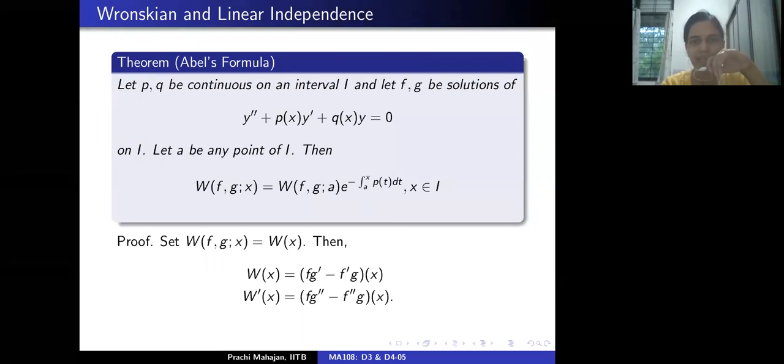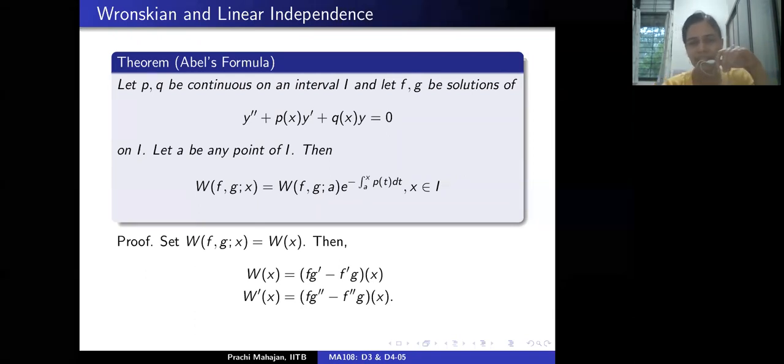Now, f and g are solutions of this ODE. Okay, I'll just go ahead. So f and g are solutions of this ODE, which means that f and g are twice differentiable, which means that I can differentiate this term.